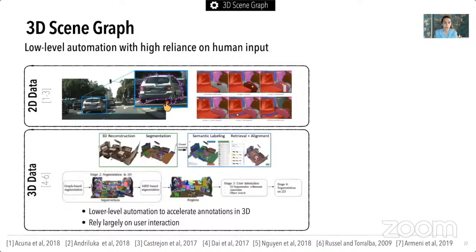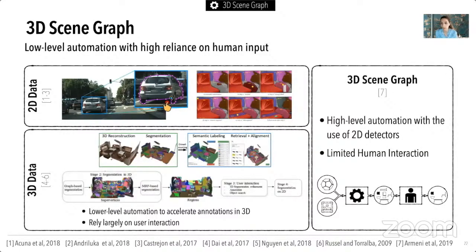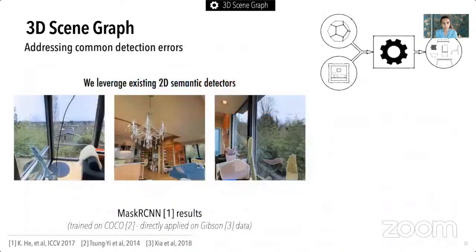Prior work that uses semi-automated methods to annotate visual data focuses mostly on the 2D domain, and whatever existed in the 3D domain relied heavily on human interaction. For this reason, we came up with a way that uses high-level automation and limits the human interaction with the data. We did that by leveraging existing 2D semantic detectors.